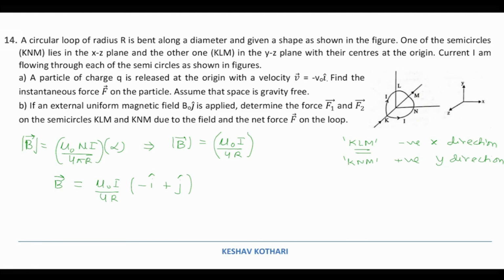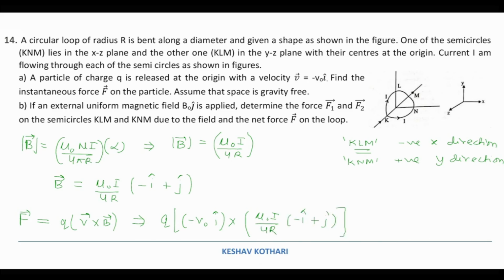Now the question is saying that a particle of charge q is released at the origin and is having a velocity minus v naught i cap. So if we calculate the value of force on this particle, then the force F vector is equal to q v cross B. We have the velocity and magnetic field both in vector form, so we can calculate by putting the values: q times V vector equal to minus v naught i cap cross the magnetic field, which is mu naught I upon 4r (minus i cap plus j cap).